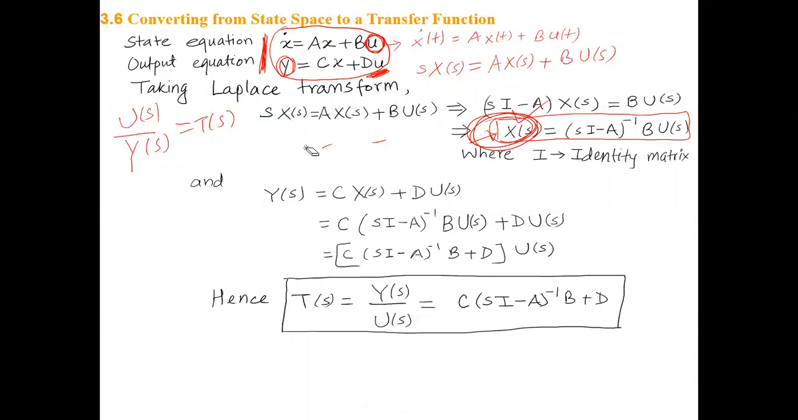Now plug in the value of X. What is X? X is right here. Plug this in here. What do you get? C is C. So this DU is DU here, we didn't change it. But how about this guy, this X? This X is this guy here. So that's what I did here.